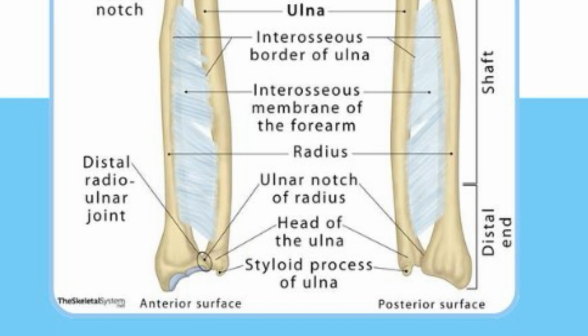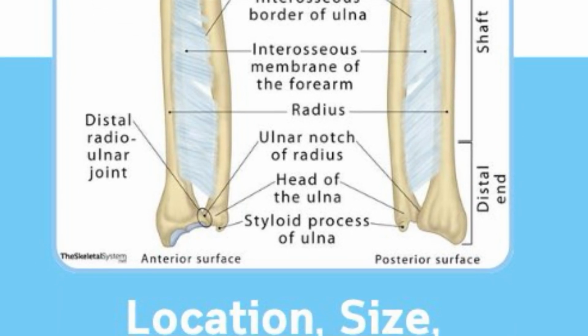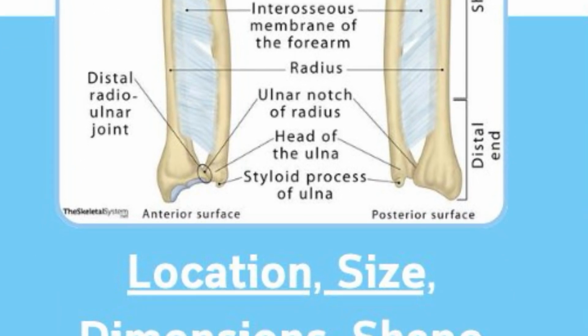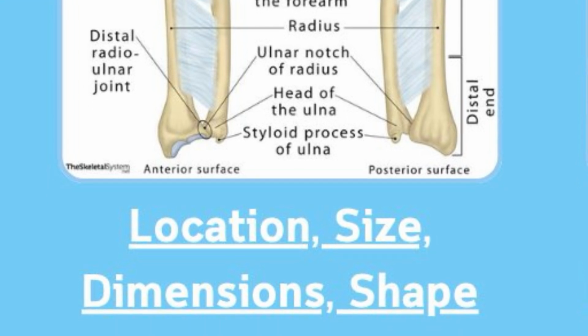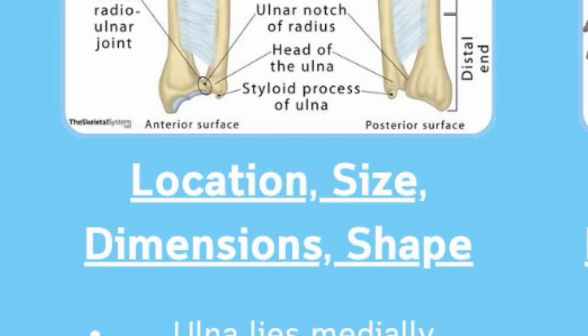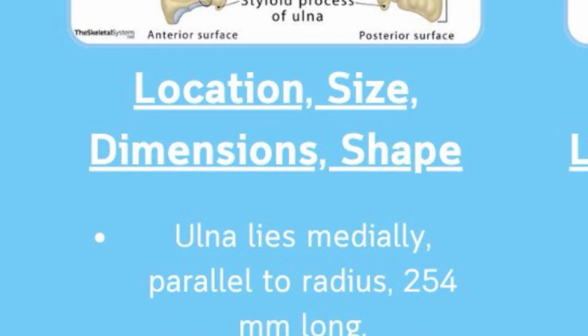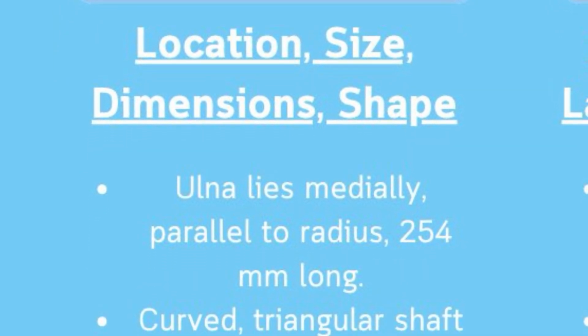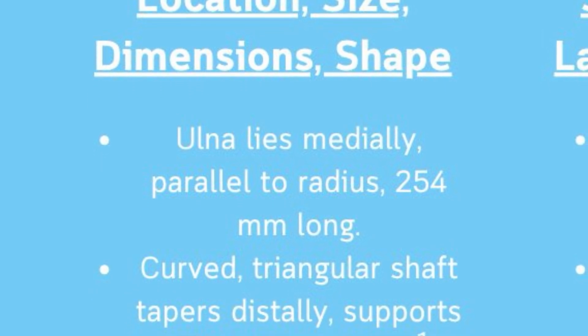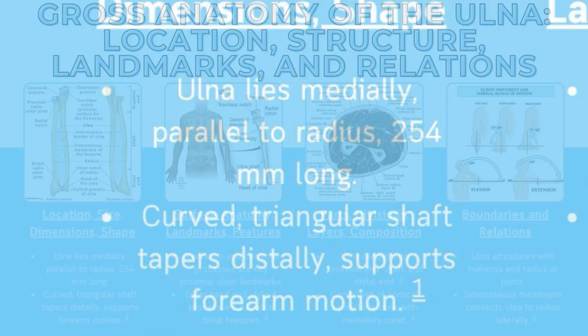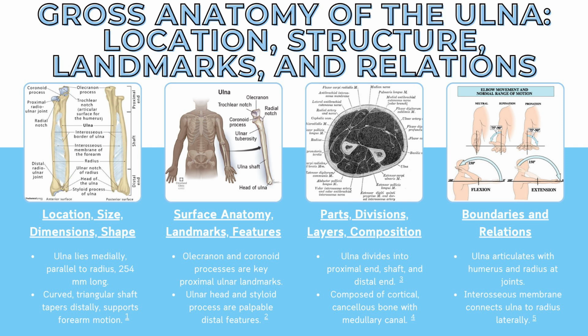In cross-section, the ulna shaft is triangular, providing strength and attachment points for muscles. It tapers gracefully towards the wrist, where there is a round head that supports wrist motion. This unique structure not only stabilizes the forearm but also enables the smooth coordination we rely on for everyday tasks, from writing to lifting. Let's explore the surface anatomy, landmarks, and features of the ulna now. They are critical for understanding its role in the forearm.